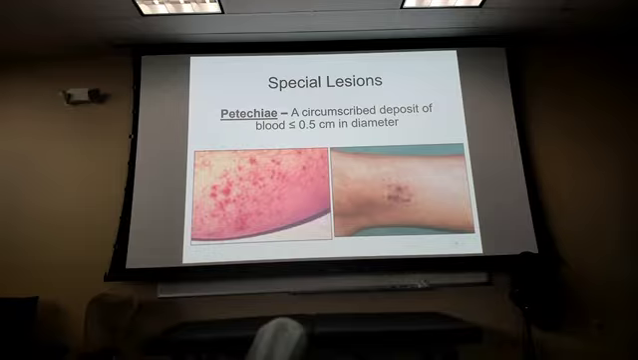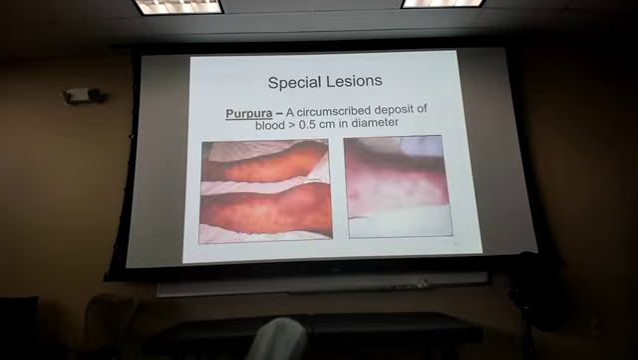Now these ones right here are almost the exact same thing. It just depends on what size they are. So petechiae, a deposit of blood less than or equal to 0.5 centimeters, whereas purpura is greater than 0.5. So if you've got some blood up under there, if it's less than 0.5, then we're going to go with petechiae, and if it's larger than that, then we're going to go with purpura.